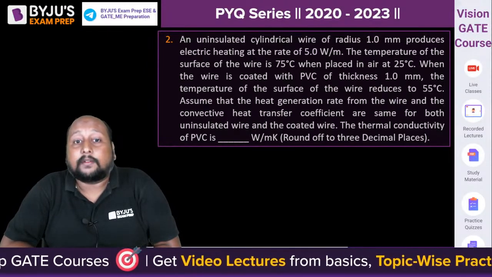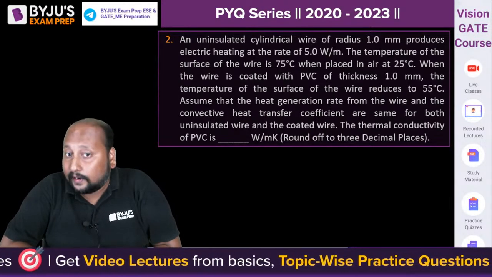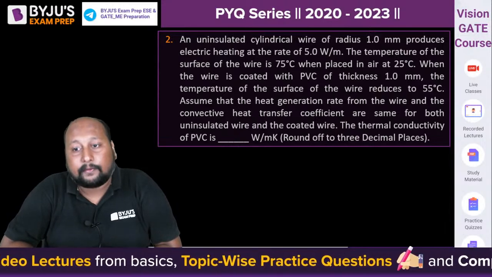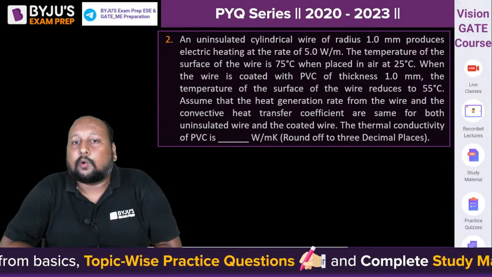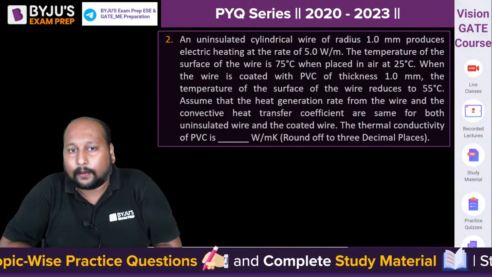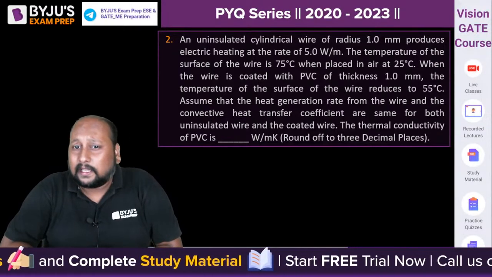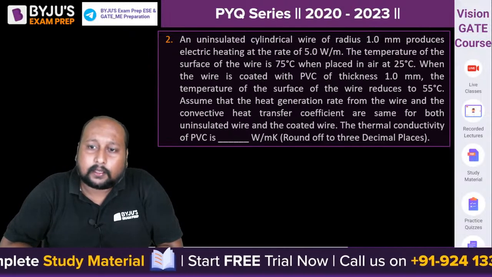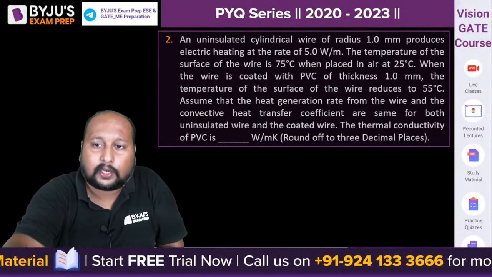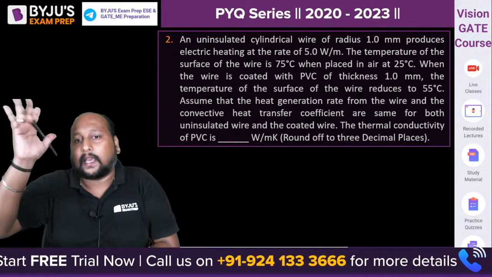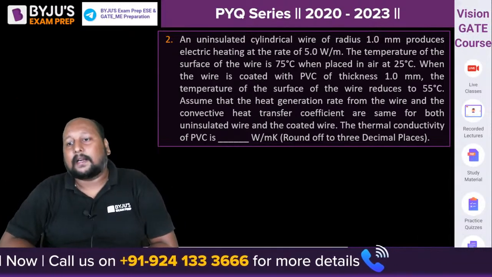The temperature of the surface of the wire is 75 degrees Celsius when placed in air at 25 degrees Celsius. When the wire is coated with PVC of thickness 1 mm, the temperature of the surface reduces to 55. Assume that the heat generation rate from the wire and the convective heat transfer coefficient are the same for both cases. So what is the thermal conductivity of PVC?